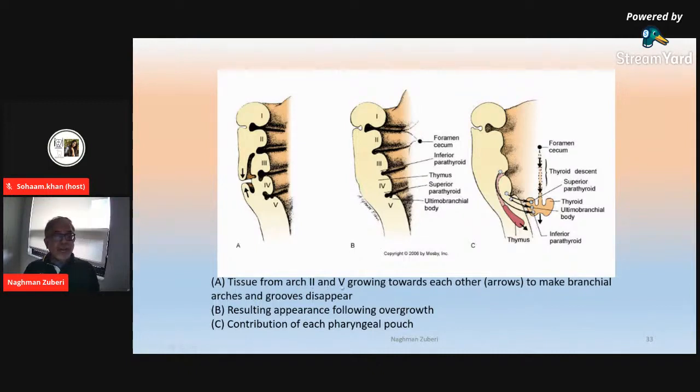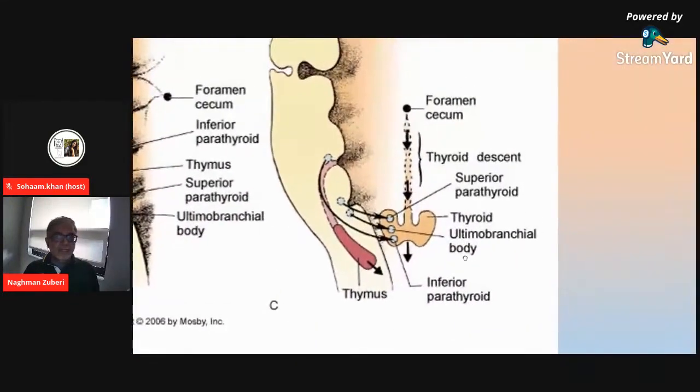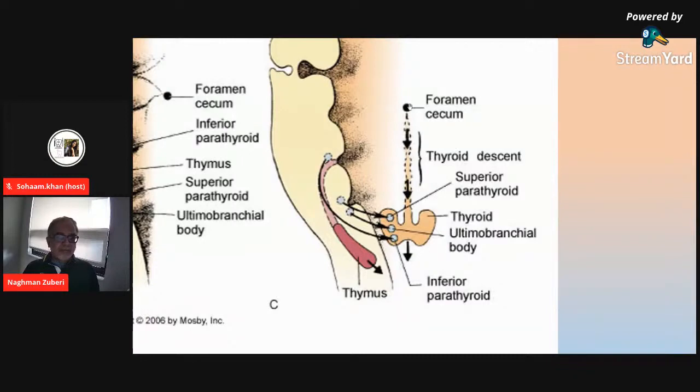Tissue from arch 2 and 5 grows towards each other to make the branchial arches, and the grooves disappear. Proliferation is an overgrowth. It continues. Now, in this picture, I will just enlarge it, and we can see that the thyroid gland starts descending from the tongue. And the foramen cecum is going to be there on the tongue, at the sulcus terminalis.